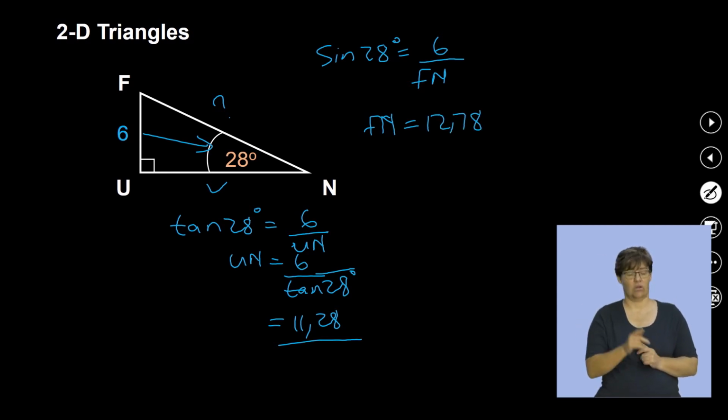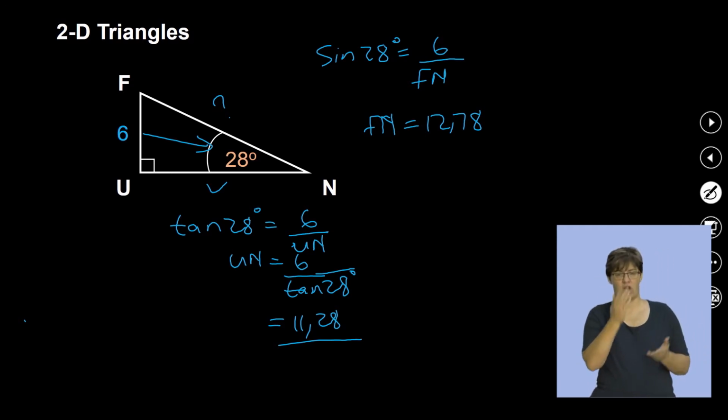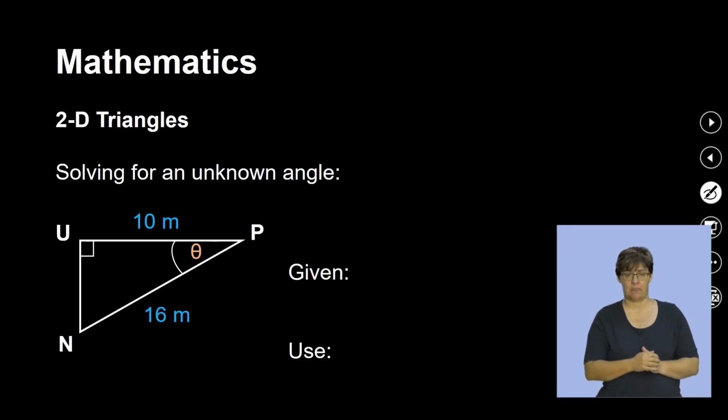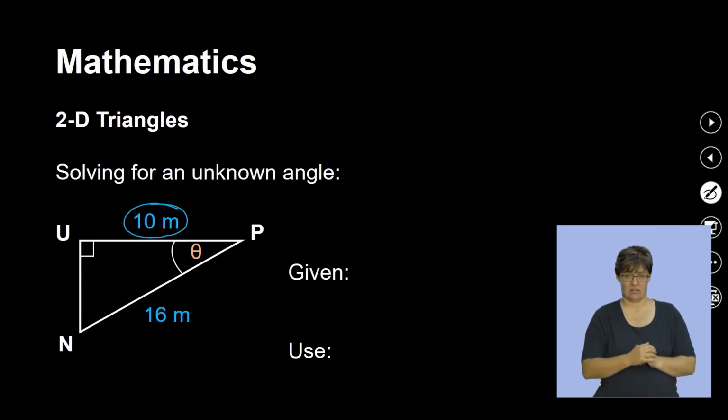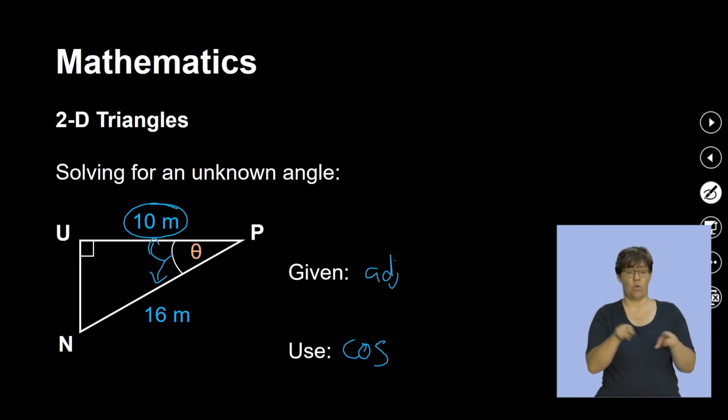12.78. Right, so you can see that this is just when we are trying to look at different perspectives of how to use your ratios. You always need to look at what you are given, and then which ratio you can use from what you are given. And if we are trying to solve for an unknown angle, remember you always look at the sides in relation to the angle. This is adjacent and this is hypotenuse. So it means I'm going to use cos, and I'm given the adjacent and also the hypotenuse side.